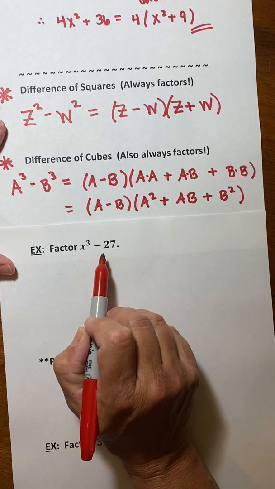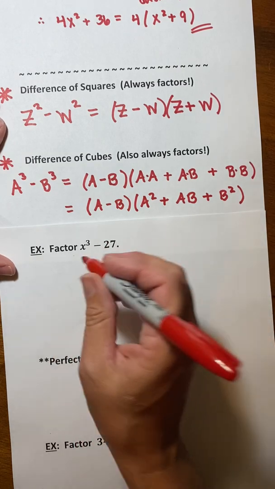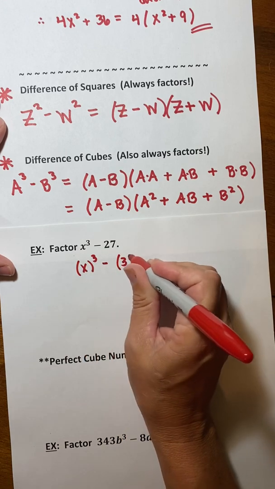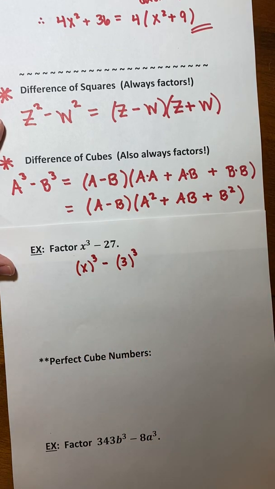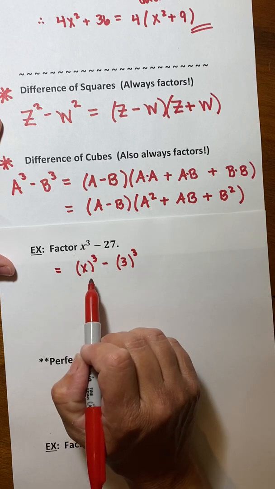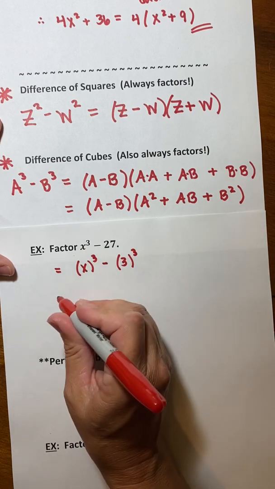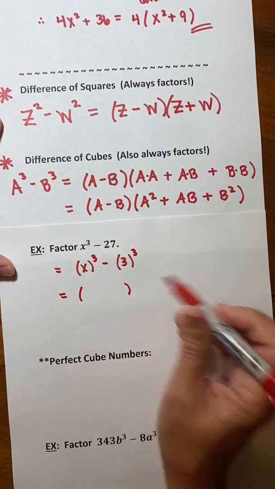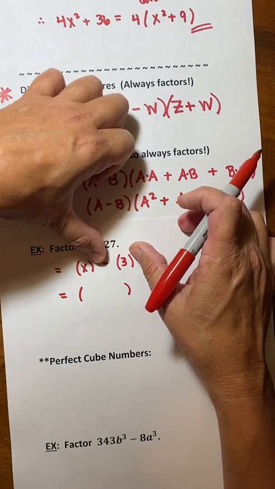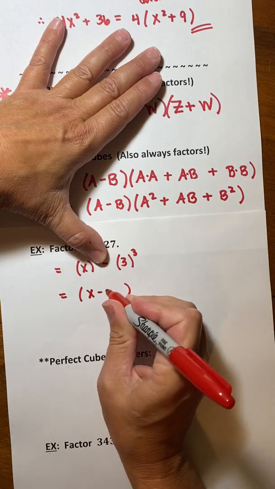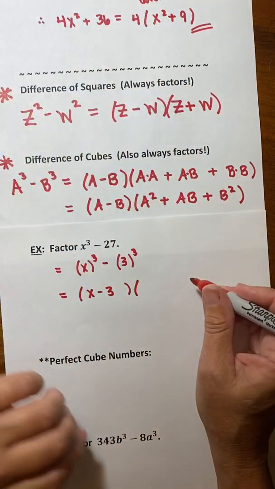So x cubed minus 27. Well, notice x cubed minus 27 is something cubed minus 3 cubed. 3 is a perfect cube number. 3 times 3 times 3 is 27. So I can write this expression as x cubed minus 3 cubed. And if I can write it as the difference of cubes, it will factor. So what's going to go first in the parentheses? Just cover the powers, and it's going to be x minus 3. So x minus 3.